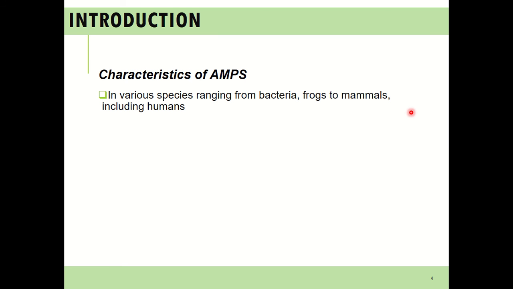And therefore, antimicrobial peptides have been identified in various species, ranging from bacteria and frogs to mammals, including humans. They are actually the first line of host defense against pathogenic infections and are a key component in the innate immune system.